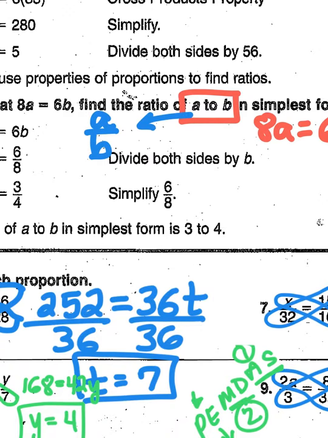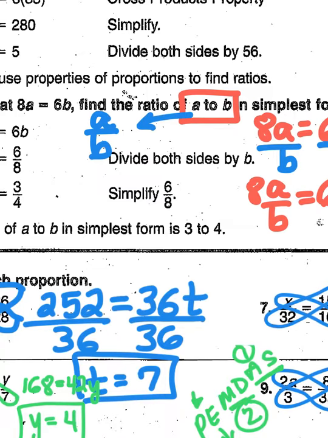So you have to know which one goes to the bottom. So b goes to the bottom. That's the first thing you need to do. Bring b to the bottom. B divided by b is 1, so that cancels out. Then recopy. That's going to be 8a over b equals 6.